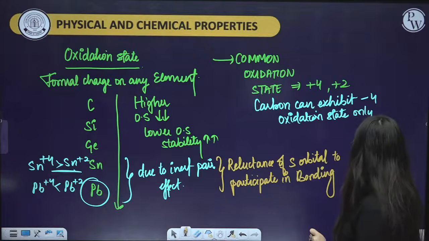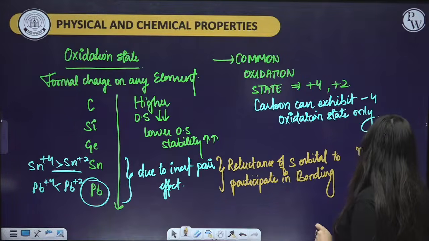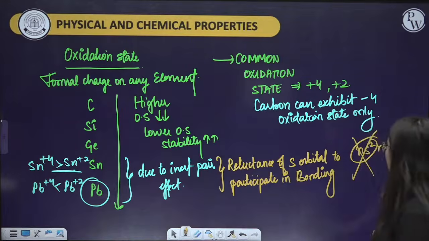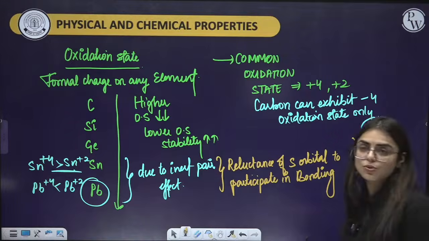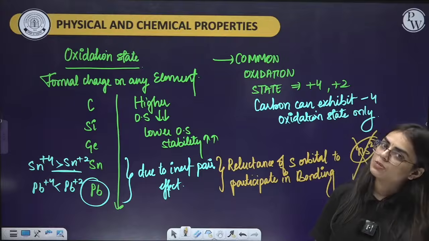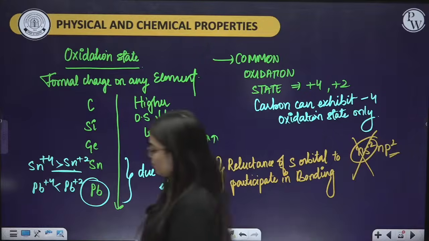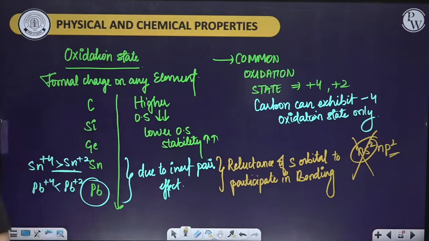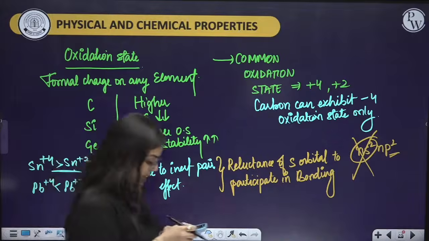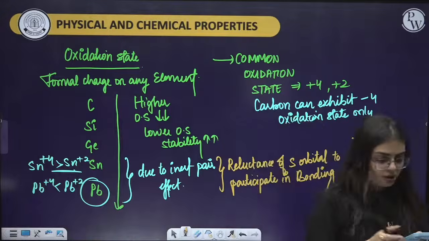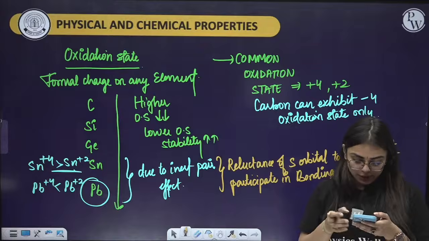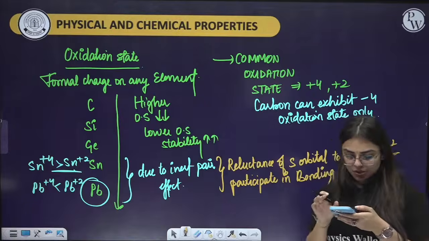Now why? Because it is ns2 np2, right? If s orbital electrons are not participating in bonding, there will be only 2 electrons, and hence the oxidation state comes out to be 2. Clear? Clear everyone? Just write it down, students. Now I am giving you certain questions as homework which you should try to solve out, okay? And it's very easy, students, if you do that.